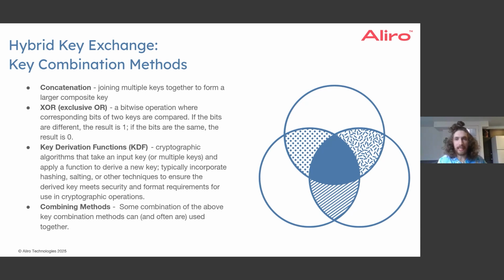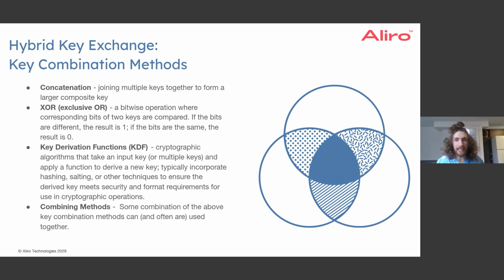By appropriately combining our keys, we can ensure that the composite key remains secure as long as at least one of the component keys is secure. Concatenation, XOR, key derivation functions or KDFs, and combinations of these methods are four of the most common ways to combine cryptographic keys.